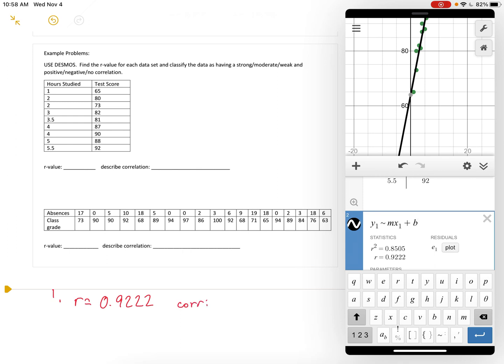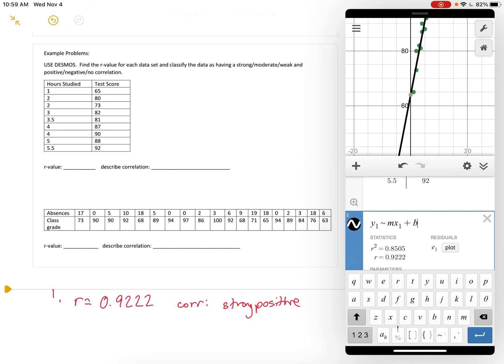And then for my correlation, we're going to talk about strong, moderate, or weak, positive, negative, or none. That is very close to positive 1, and so it's going to be a positive correlation. It's a positive number, and 0.92 would fall in the strong category. So we would call this a strong positive correlation. Let's try one more.